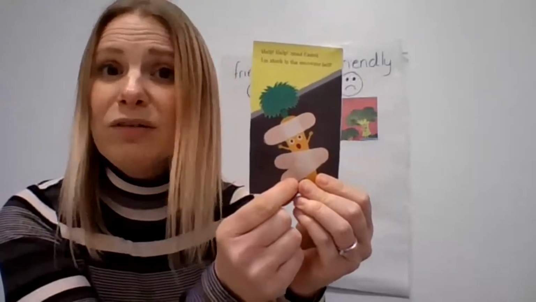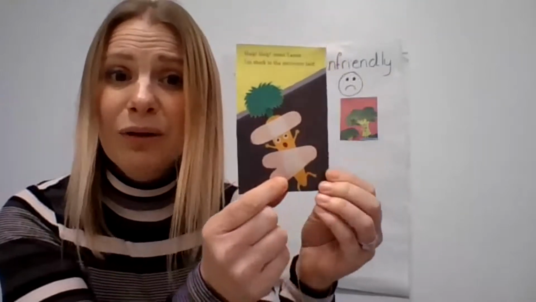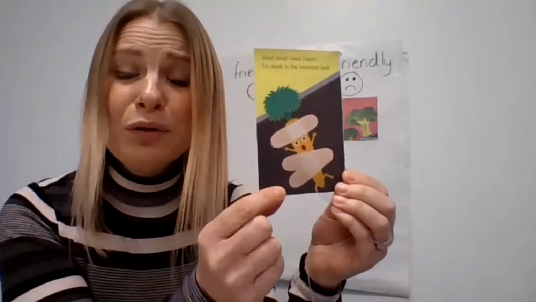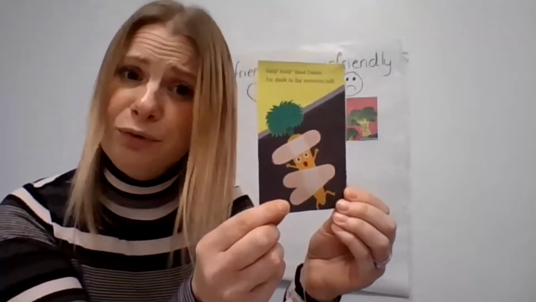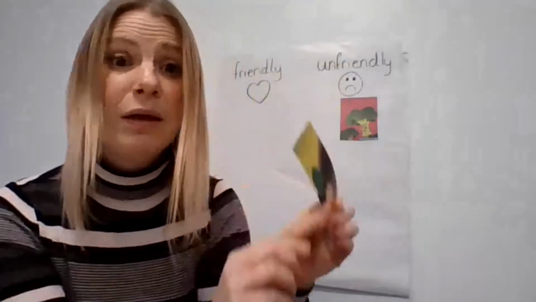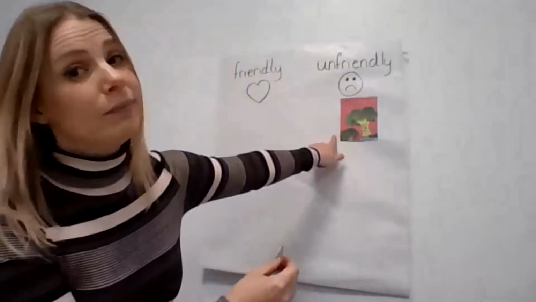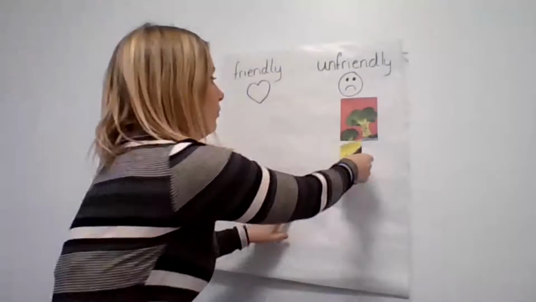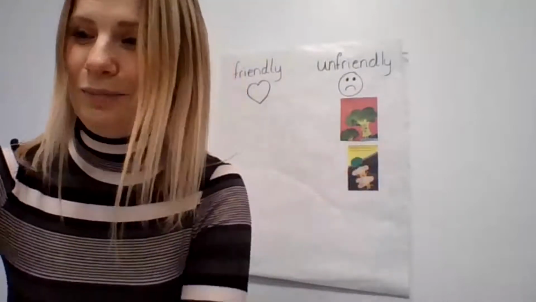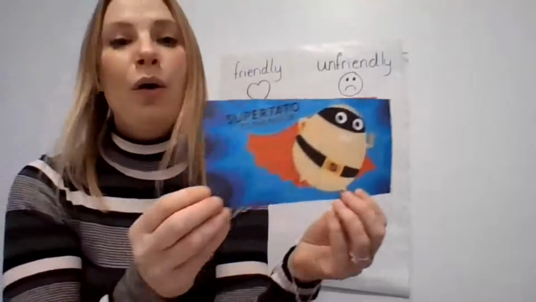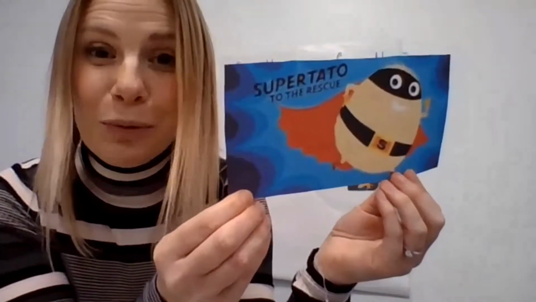That's right, reception. The carrot doesn't want to be stuck down. The carrot can't move. The carrot might feel quite scared. It's a very unfriendly thing to do. It needs to go on our unfriendly side. Let's see what we've got next. What picture have we got next? Pause the video now.